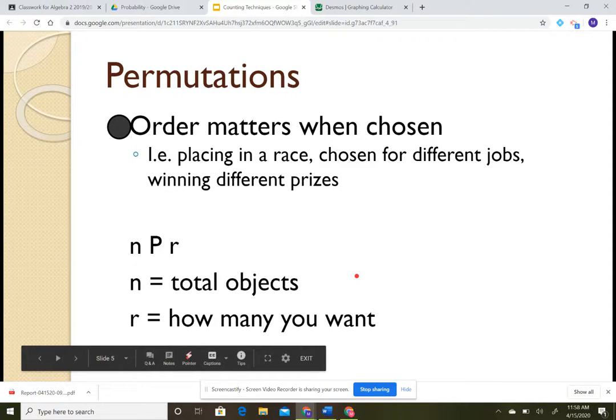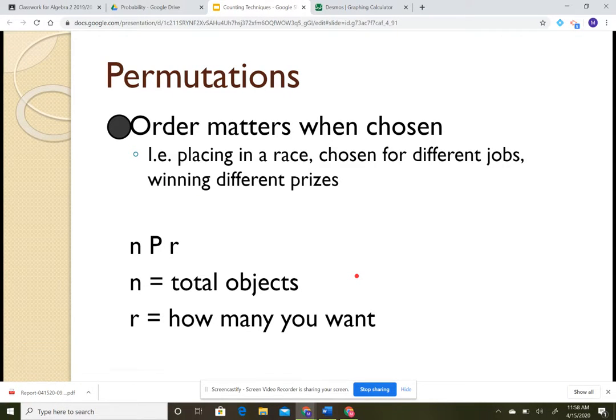Okay, now I want to talk to you about permutations and combinations. How we know when to use these is when we have a group and we want to choose so many from them. If we're talking permutations, order matters when it's chosen. So for example, if we have a group of people and we want to see how many different ways they can place in a race, first, second, or third, that would be a permutation.